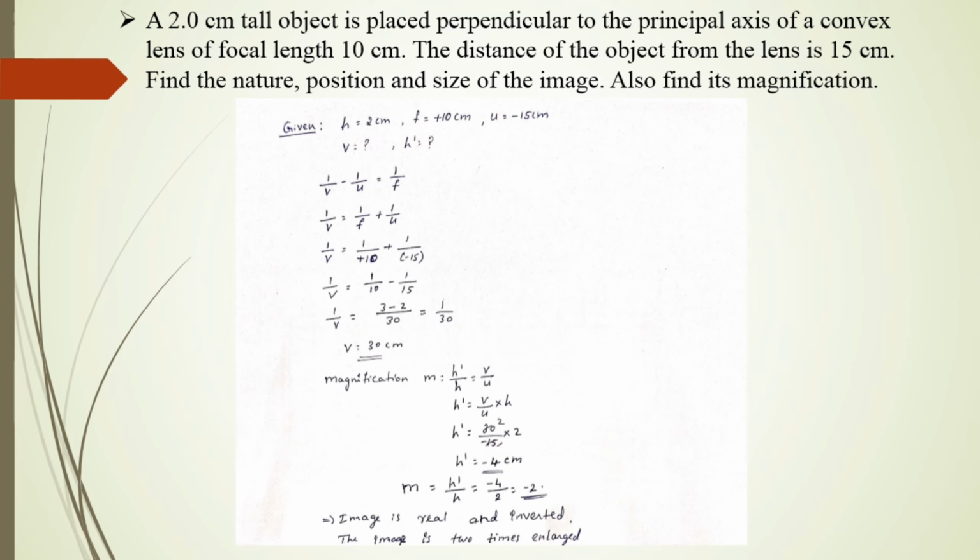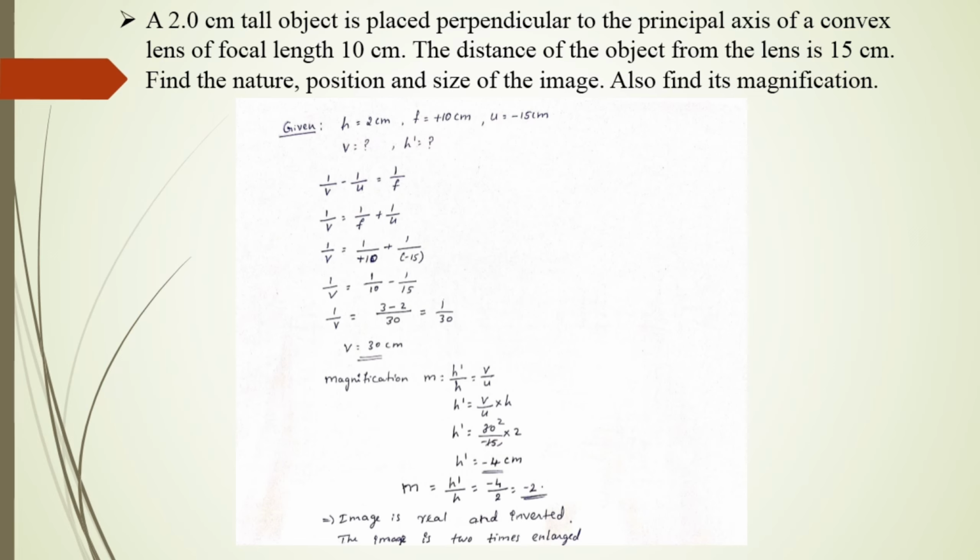First let us see what the given terms are. The object height h is 2 cm. The focal length f is +10 cm and object distance u is -15 cm. We need to find the image distance v and image height h'. Using the lens formula 1/v - 1/u = 1/f, rearrange: 1/v = 1/f + 1/u.